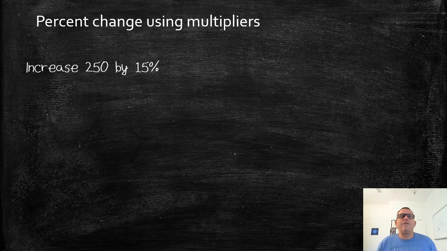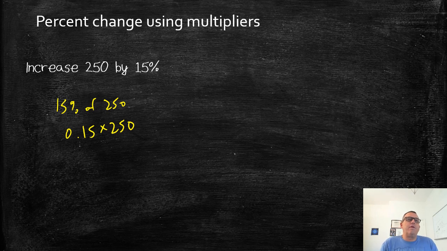So let's talk about percent change using multipliers. So let's look back at this type of problem we've already done before. Increase 250 by 15%. So how did we use to solve this problem? Well, we could work out 15% of 250, which was 0.15 times 250. Now, right now we're just going to use our calculator, but if we're doing this without a calculator, we could do the old way.